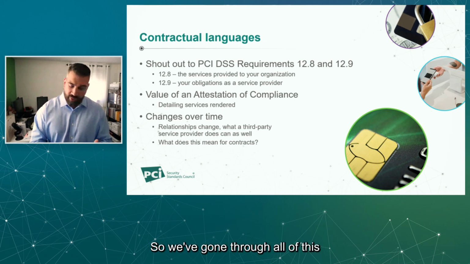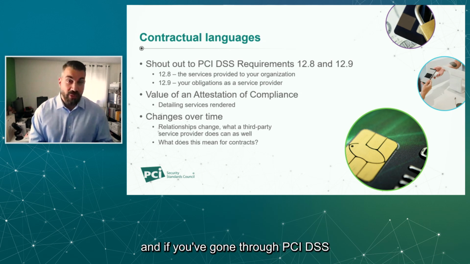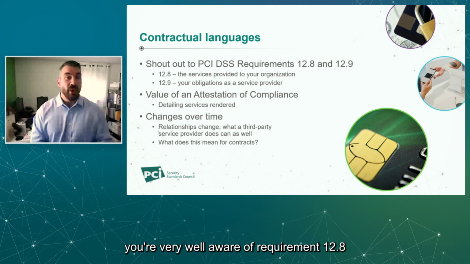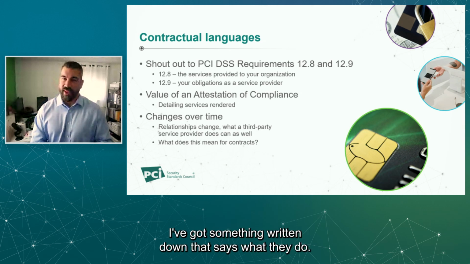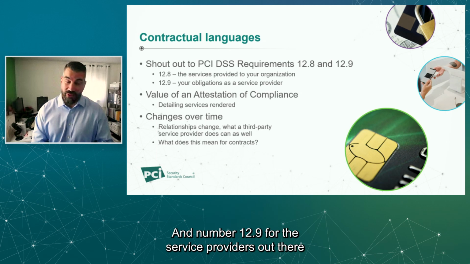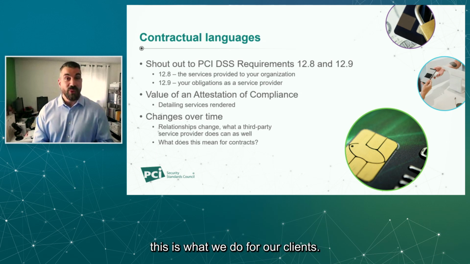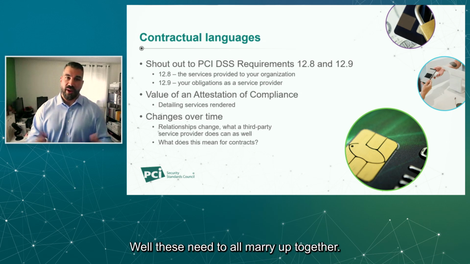So we've gone through all of this, and if you've gone through PCI DSS, you're very well aware of requirement 12.8, which says for every third-party service provider I've got something written down that says what they do. And 12.9, for the service providers out there, this is what we do for our clients. Well, these need to all marry up together.